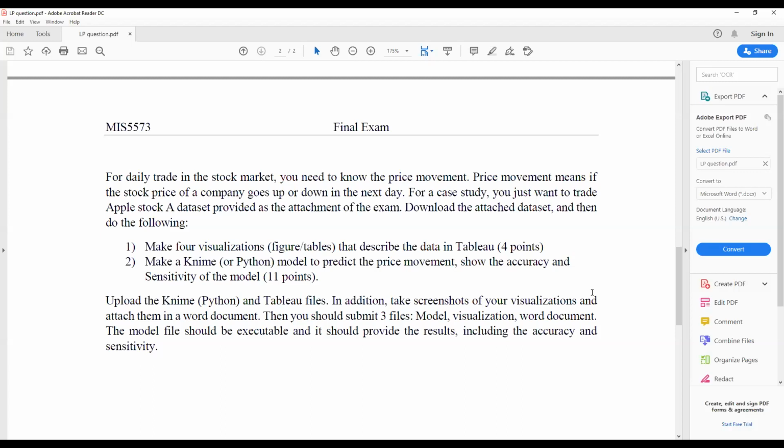So I give you 2 other attachments. Download the attached data set and then do the following. Make 4 visualizations, either figures or tables, in Tableau. So I just want to see if you can make some visualizations, figures, tables, anything in Tableau. I just want to see if you know Tableau.